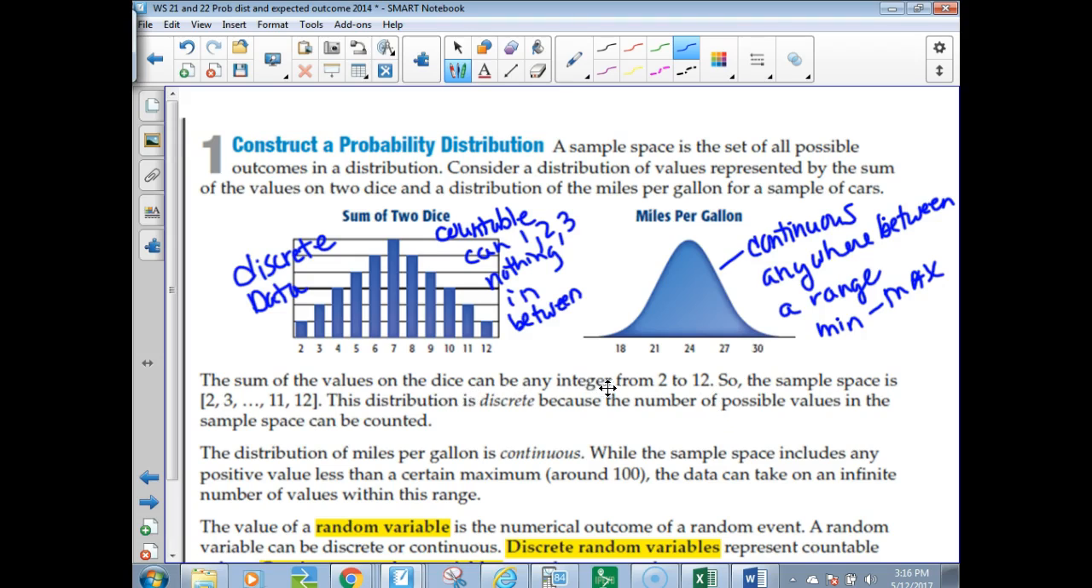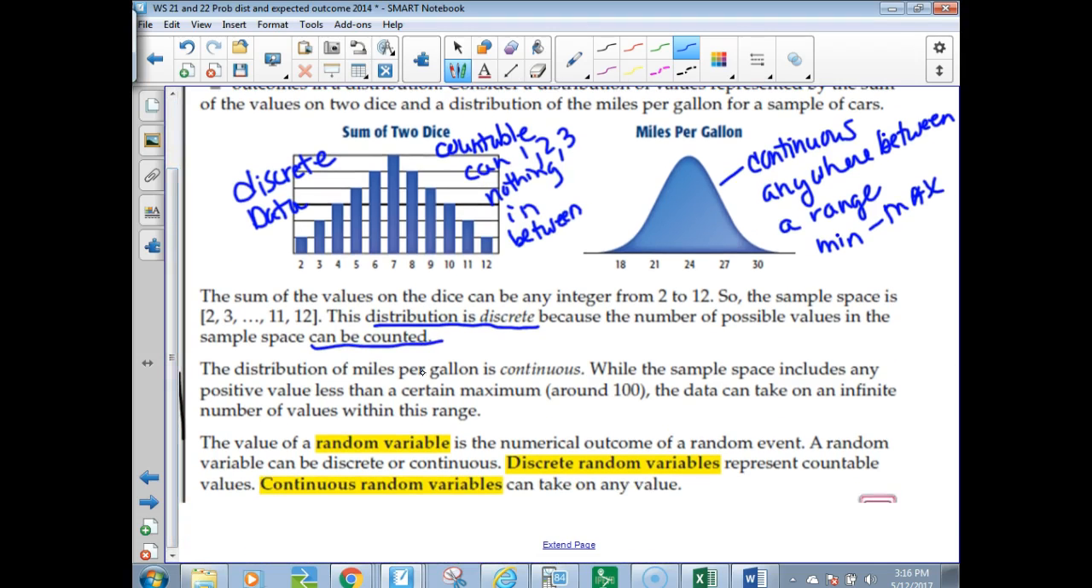So the sum of the values on the dice can be any integer, 2 to 12. That's why the distribution is called discrete. All of the possible number values in the space can be counted. Okay. The distribution of miles per gallon is continuous. The sample space includes any possible value between a certain max and a min. The data take on an infinite number of values within this range. Okay, so the value of a random variable is a discrete random variable or a continuous random variable. It's discrete if it can be counted, and it's continuous if it can take on any value in a range.